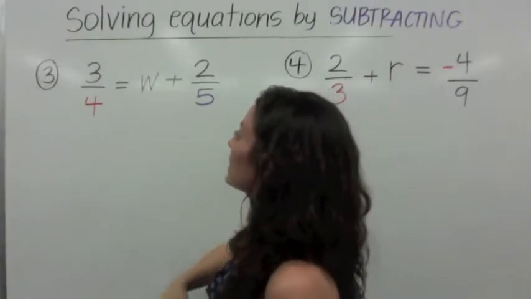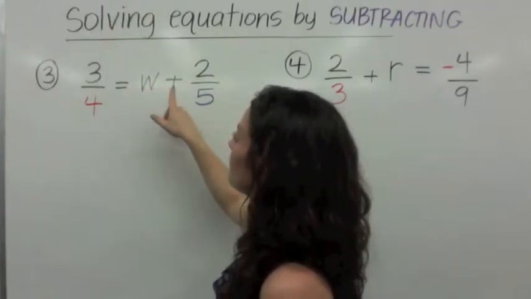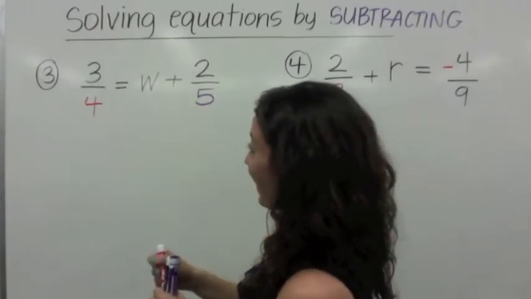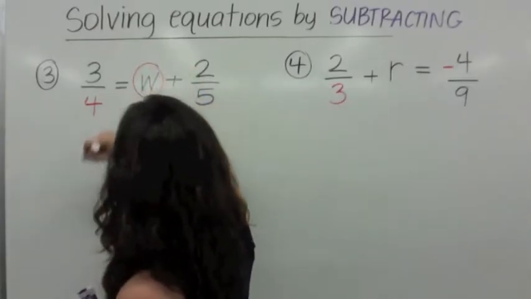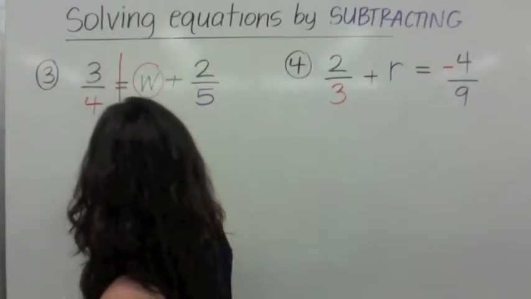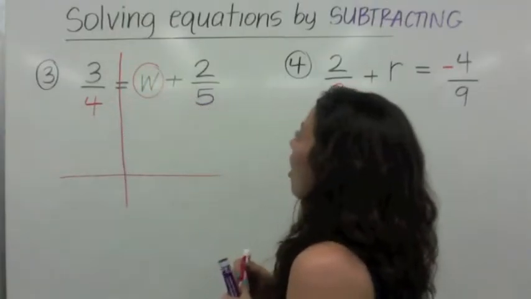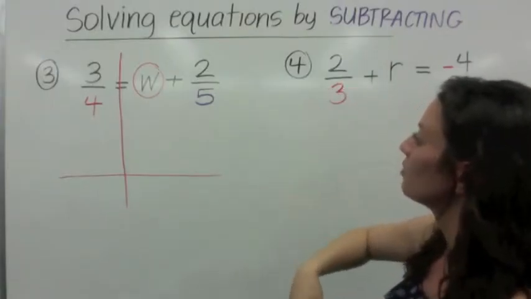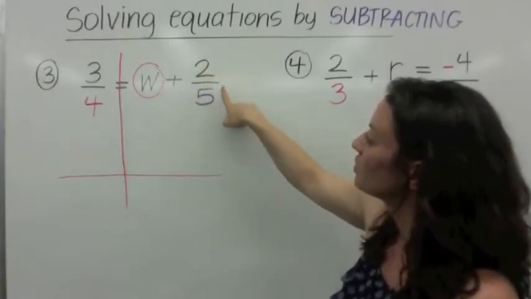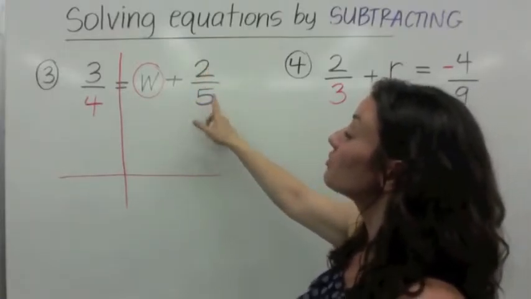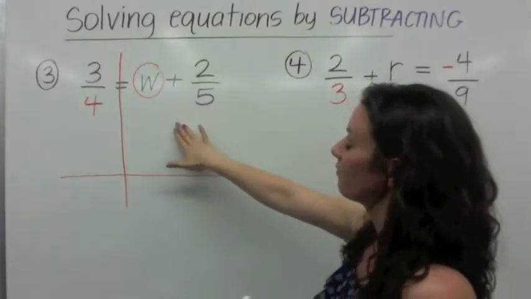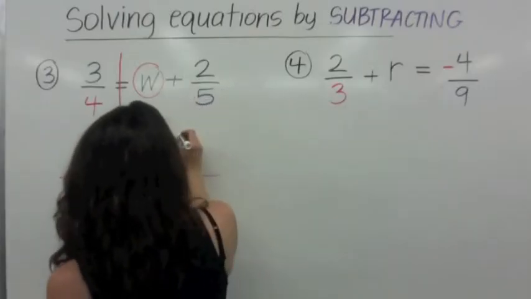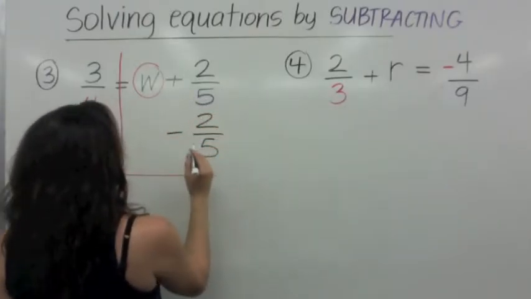Let's go. This says 3/4 equals w plus 2/5. All right. So, again, the variable is w. So let's circle w, and let's make our upside down t. We're going to leave a little bit more room this time. Okay. What number is next to w? It's positive 2/5, or you're adding 2/5. Well, we need to do the inverse of that. So what is the opposite of positive 2/5? It's negative 2/5. So we're going to subtract 2/5 from both sides.